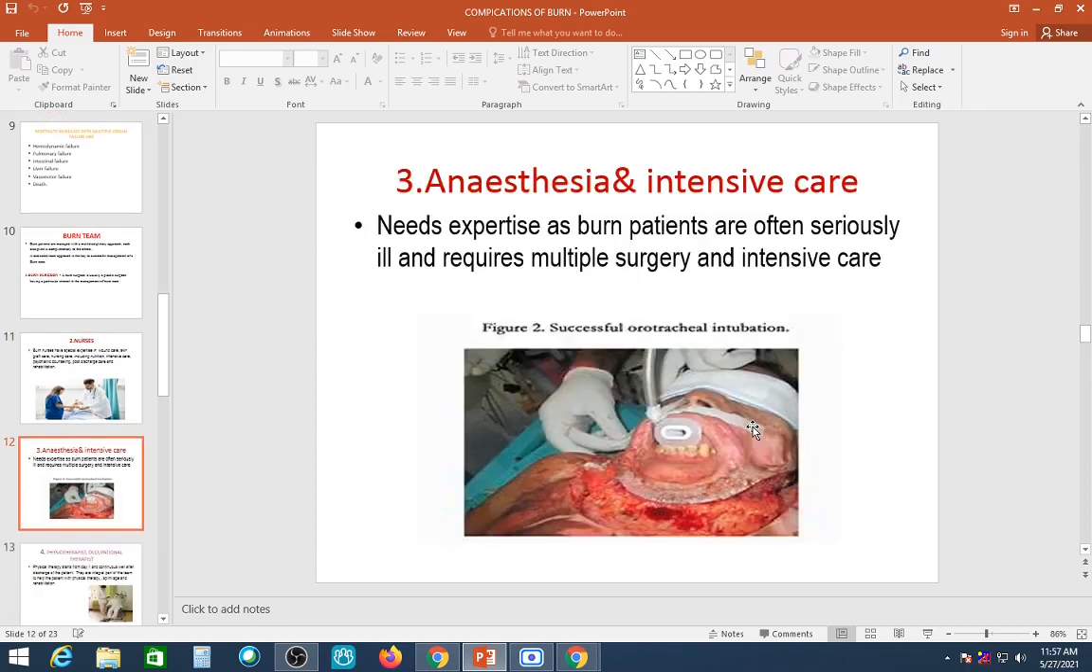Okay, the anesthesia and the intensive care. Again, we may need, for the seriously ill who require multiple surgeries, we may need to keep the patients in the intensive care unit after the surgery. Or maybe before the surgery also we may need to keep them in the intensive care unit, and this all has to be done by the anesthesia.